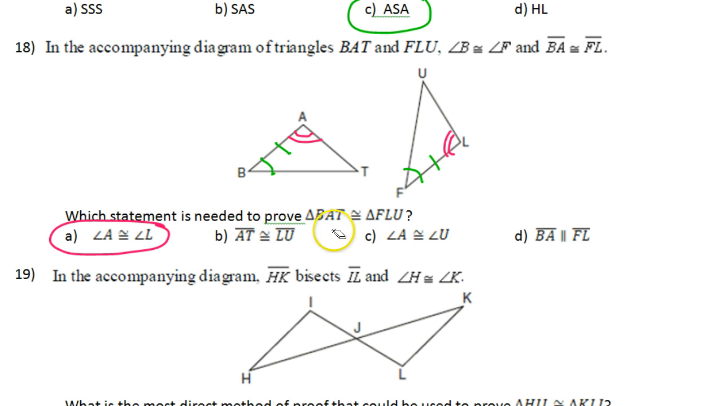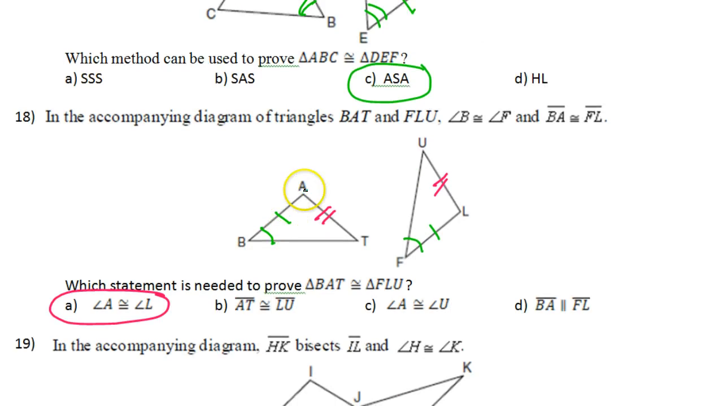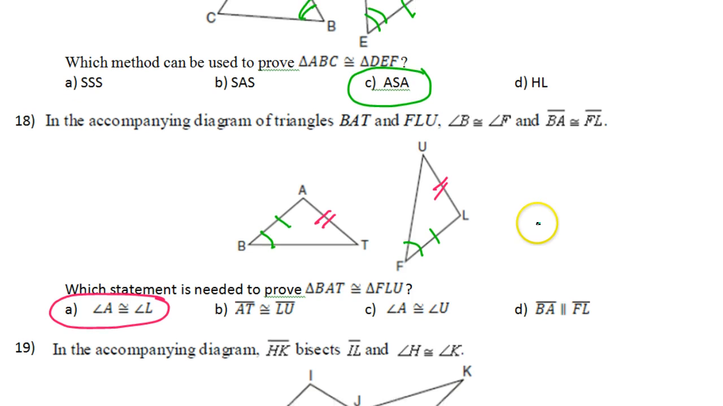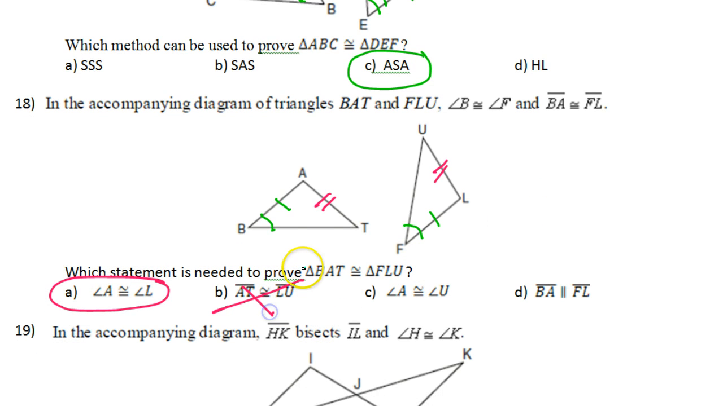All right, let's look at one other answer to see why it wouldn't work, to make sure you understand the question. Okay, what if they gave us additionally that AT was congruent to LU? Well, this would be side-side-angle. And like we said, that's not one of the postulates. So it definitely wouldn't be that one.